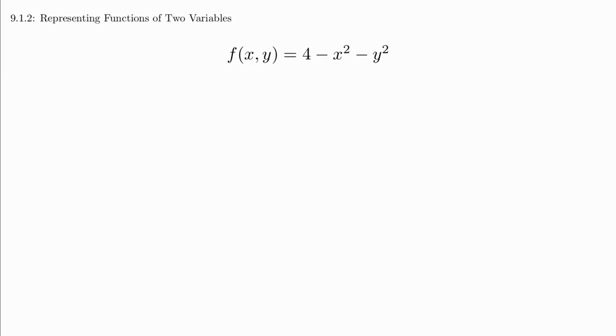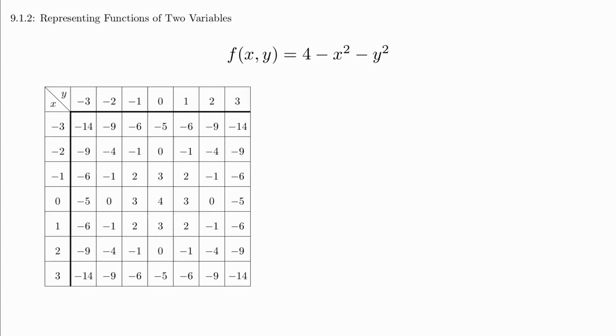As with single variable functions, there are multiple ways to represent functions of two variables. One of the first ways we learn to represent a function is by creating a chart of values. But rather than arranging the chart in a single column, it's usually better to make a two-dimensional table when working with a function of two variables. It's important to label the input values so you know which one is which.